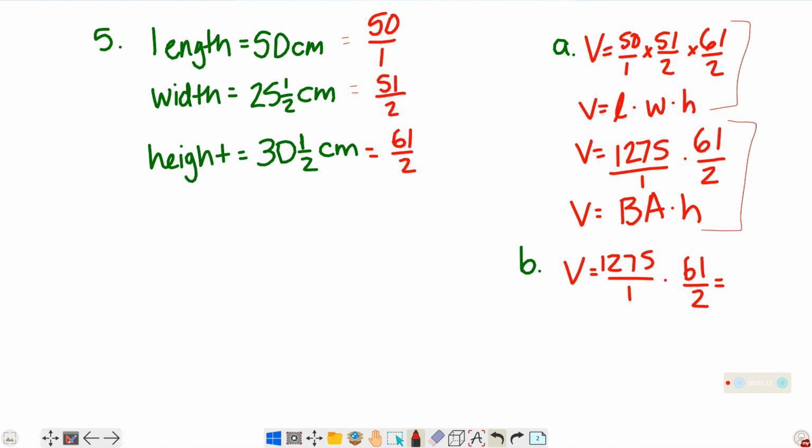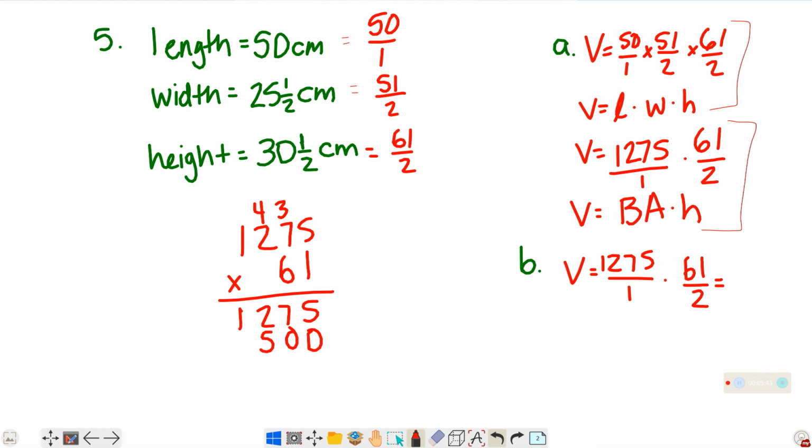Unfortunately, 1,275 is odd, so 2 can't go into it, which means we just have to multiply those funky numbers together. I'm going to do it over here on the other side. 1 times 5 is 5, 1 times 7 is 7, 1 times 2 is 2, 1 times 1 is 1. Then we need a place value spacer. 6 times 5 is 30. 6 times 7 is 42, plus 3 more is 45. 6 times 2 is 12, plus 4 is 16. 6 times 1 is 6, plus 1 more makes 7.